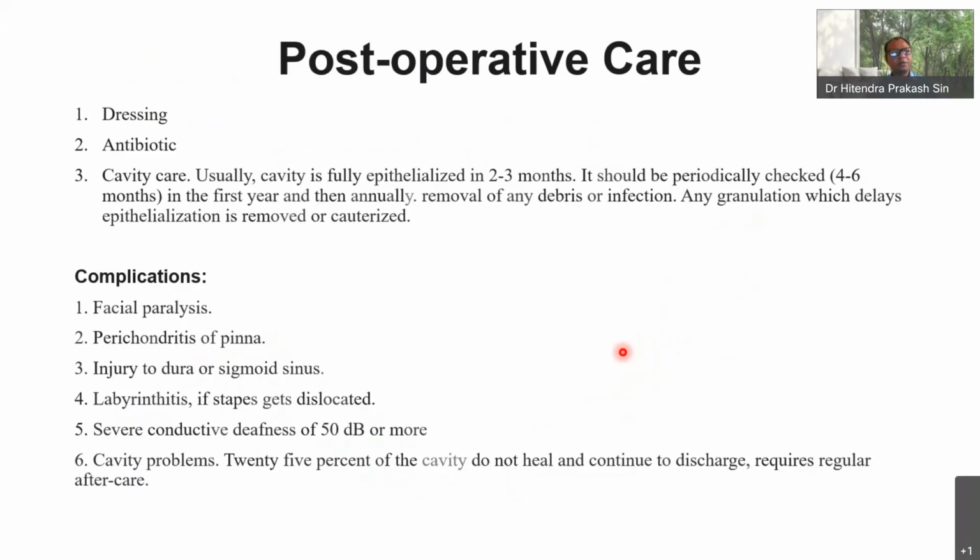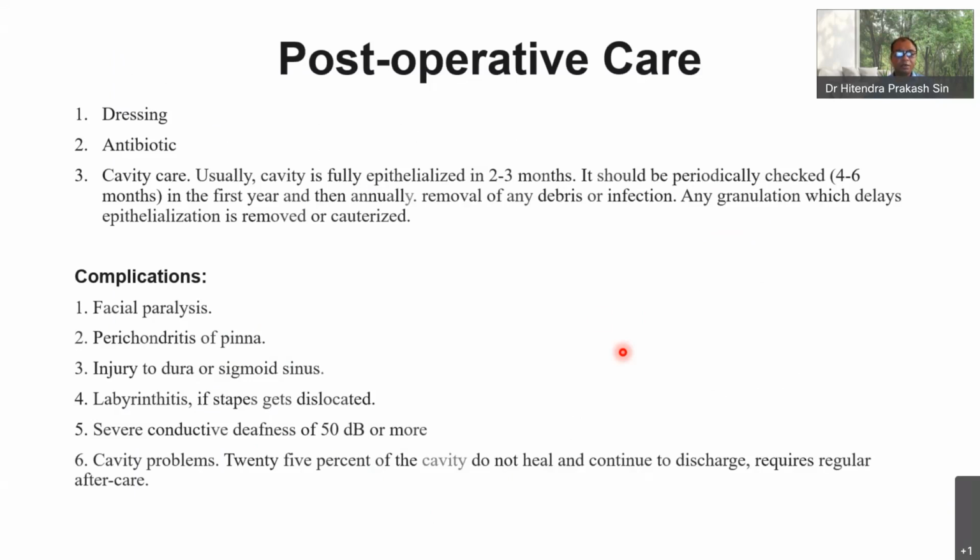Dressing, antibiotic, and cavity care. Usually, the cavity epithelializes in 3 months, but it should be checked every 4 to 6 months in the first year and then annually. So, removal of any debris or infection can be there. Any granulation which delays in epithelialization is removed or cauterized.